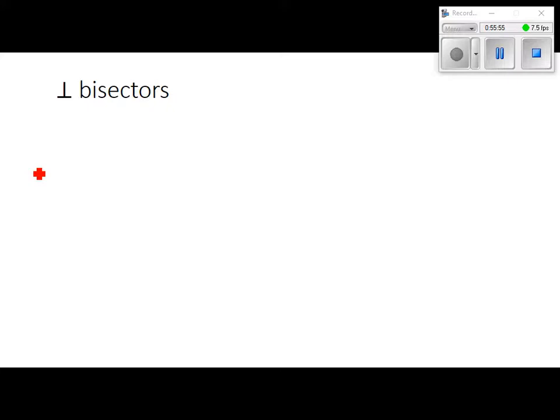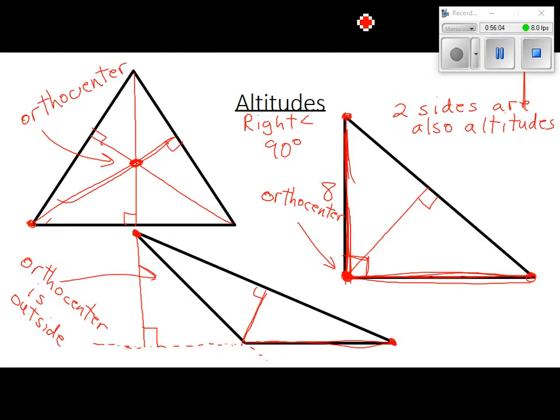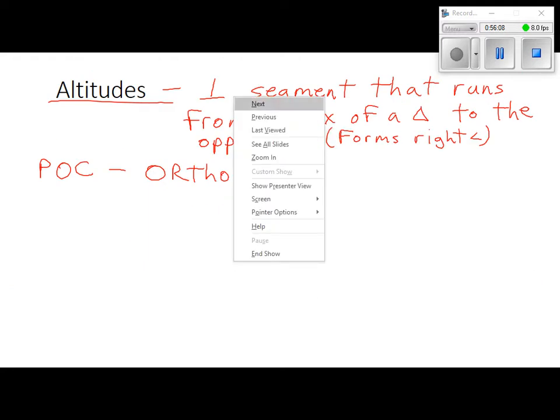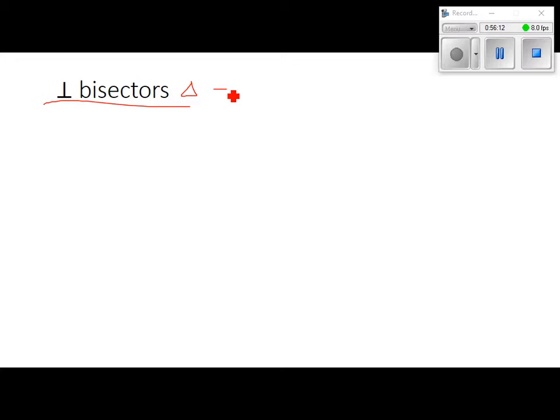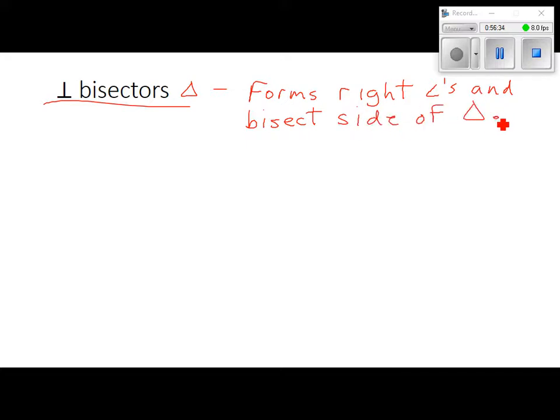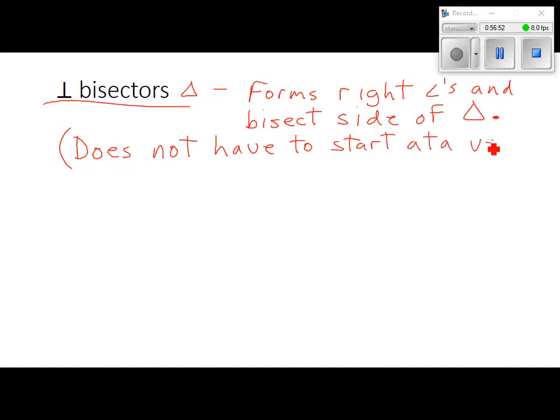Perpendicular bisectors. What's a perpendicular bisector? We had this last time. For perpendicular bisectors of a triangle, it's going to form right angles and bisect a side of the triangle. Now, something you want to write down somewhere on your paper: it does not have to start at a vertex. All the other three have to start at one of the corners.